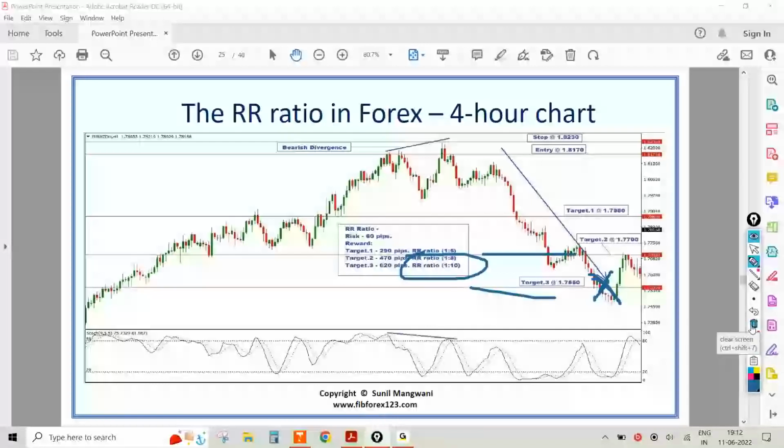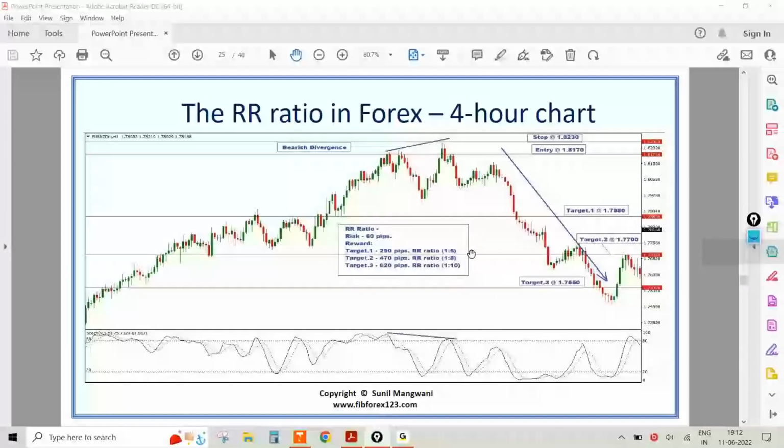But this is the advantage of trading Forex, because it trends, and once price starts moving in a direction, it can give you huge moves. But this is just another point, right? So on a 4-hour chart, on a longer term time frame, I have much more than the 1:2 that I aimed for.